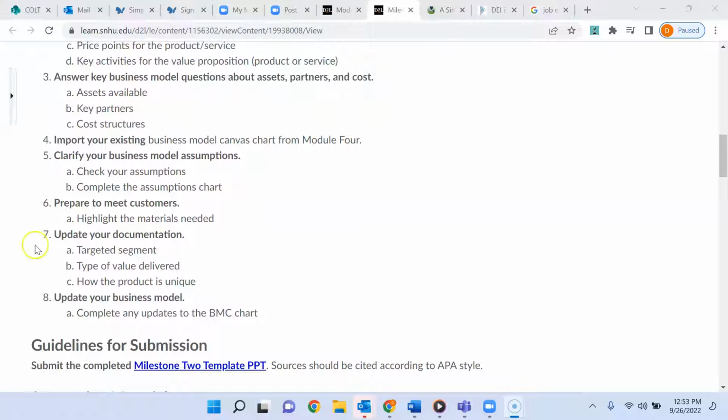Update your documentation. So update these elements that you're going to see on your business model canvas. Do you need to actually target a different group? And here's the thing, if you had several targets, I want you to hone in on one, and you can note which one you're going to hone in on here.